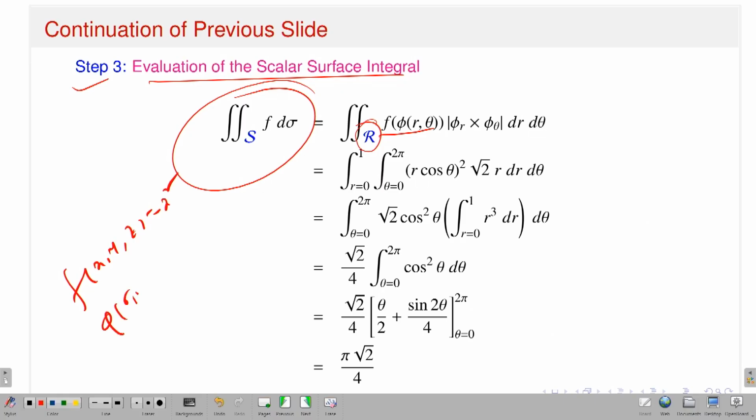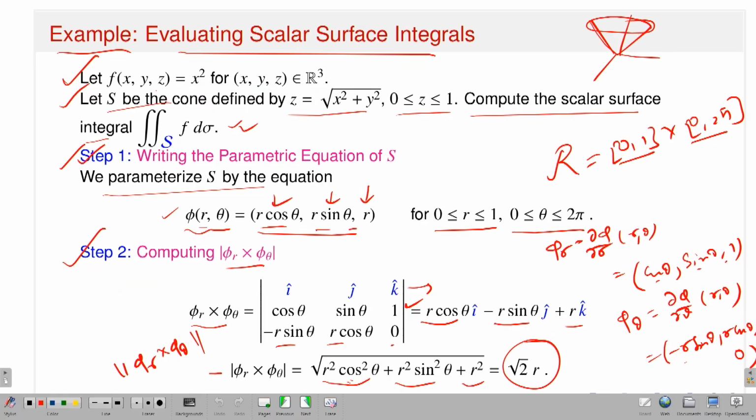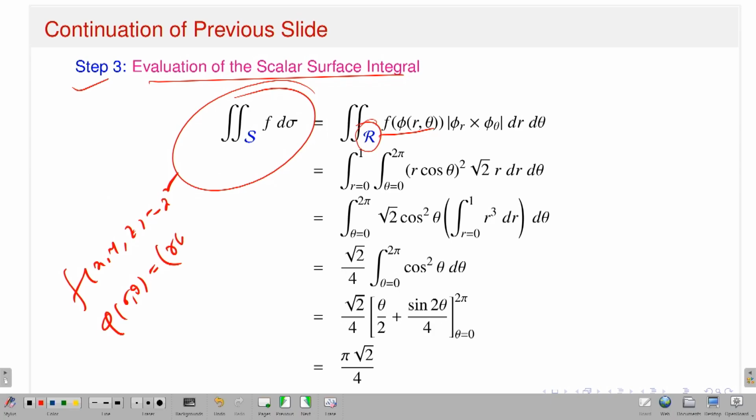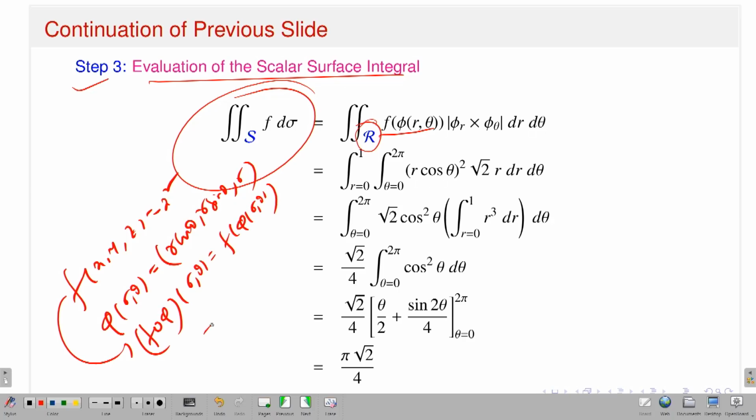And what is my φ of (r, θ)? It is (r cosθ, r sinθ, r). So what is f composed with φ at the point (r, θ), which is the same as f of φ of (r, θ)? It is nothing but only the x squared. That means it should be r squared cos squared θ. Yes, that's exactly r squared cos squared θ.